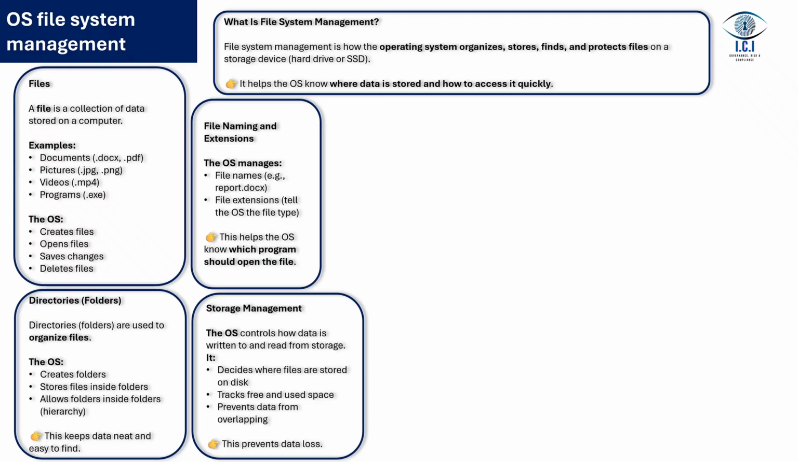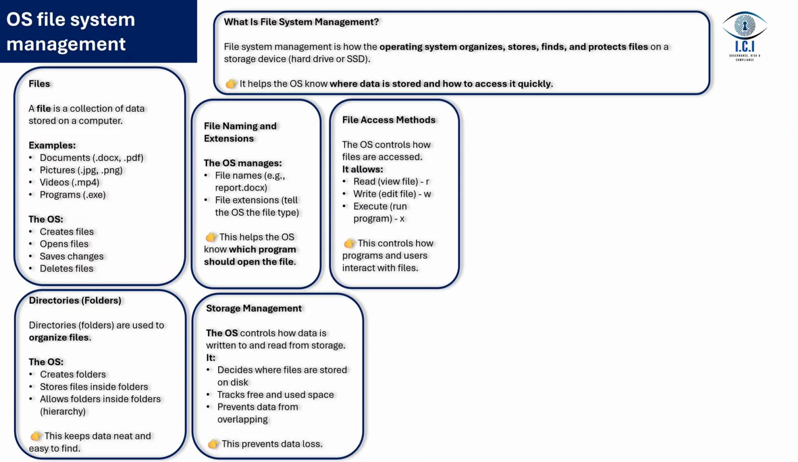Then we have storage management. The OS controls how data is written to and read from storage. Like we said, there are so many things about the operating system. We know that the operating system is in charge of data management, it's in charge of storage, and the likes. So the OS decides where files are stored on your disk. The OS tracks free and used space. Also, the OS helps to prevent data from overlapping. Those are the things that the operating system does. It also prevents data loss.